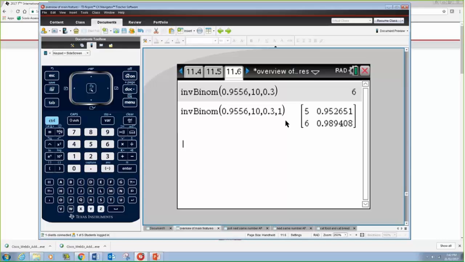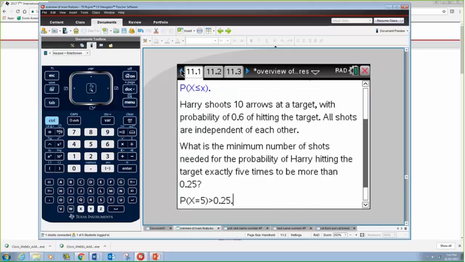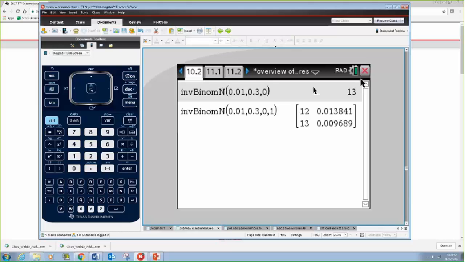So it says it's 6. Or if we use the matrix form, it will tell you that if we have probability x is less equal to 5, we only get this cumulative probability. When we go x is less equal to 6, we get the probability of 0.984, and so on. So this is one of those features on the calculator which are new, inverse binomial for finding the x value for the cumulative probability, and inverse binomial n when we can find how many trials we need to achieve a particular probability.